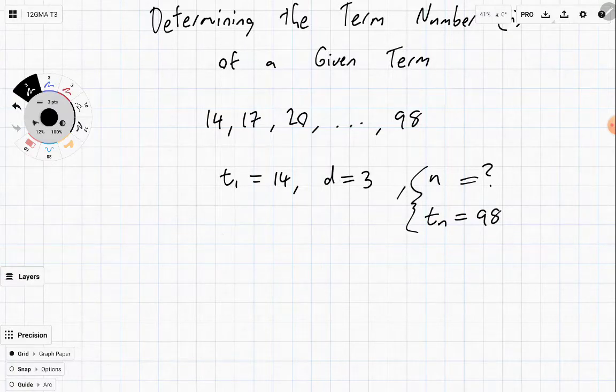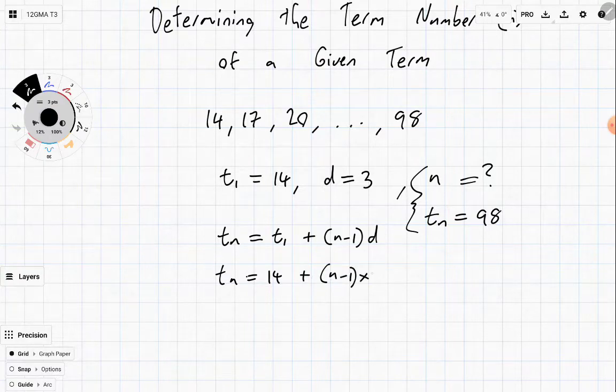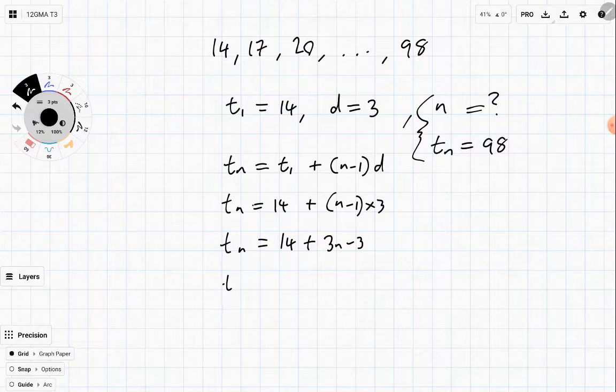So let's start off just by using our formula. Tn is equal to T1 plus (n minus 1)d. Substitute what we know in. So we've got Tn equals 14 plus (n minus 1) times 3. Now simplify, expand those brackets: 3n minus 3, and our general rule is going to be 11 plus 3n. That's everything we did last lesson, nothing new there.